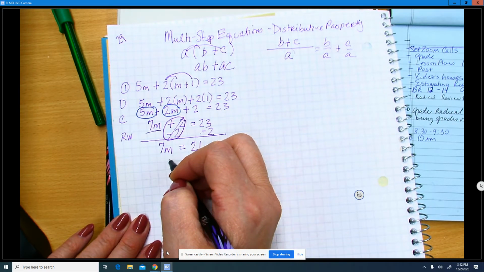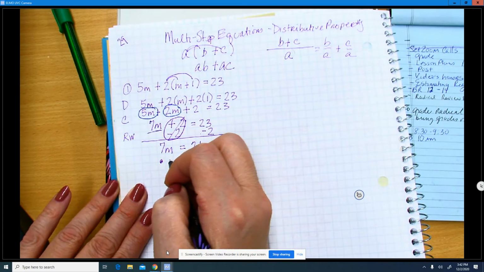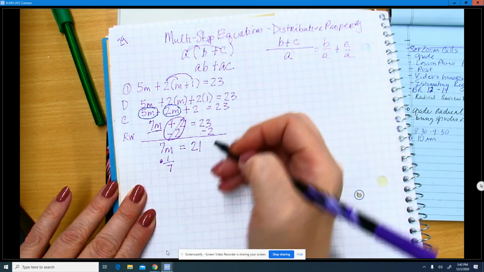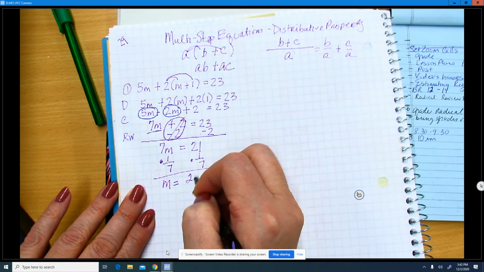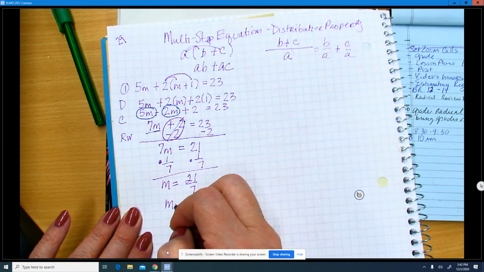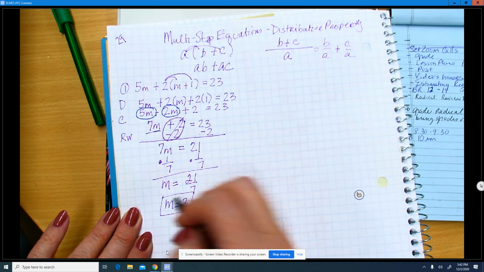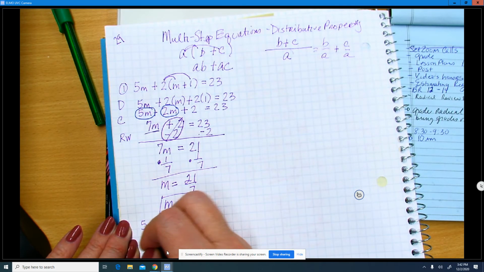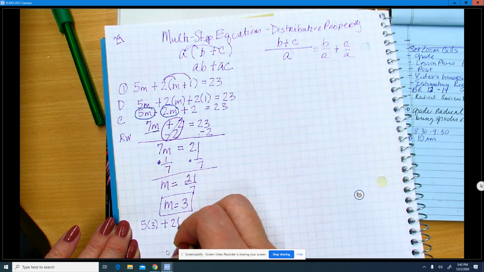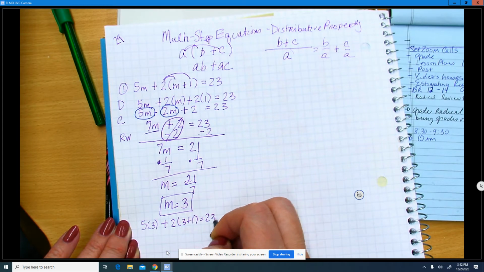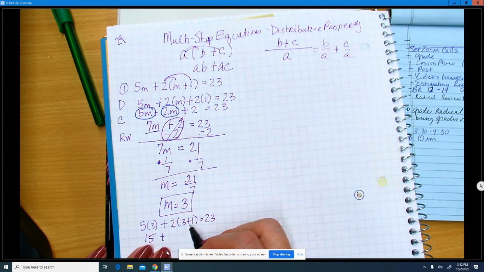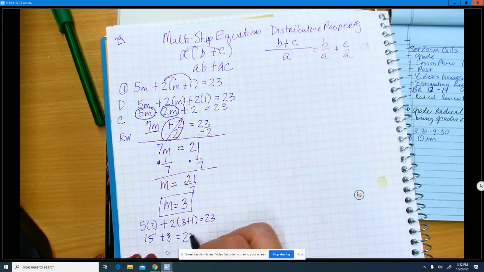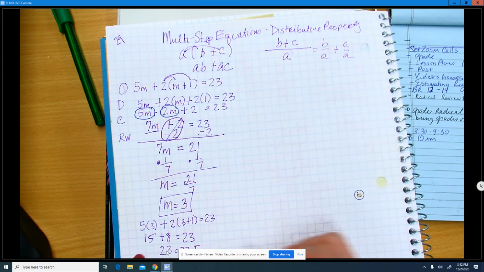7 and m are multiplying. I can use division, but I'm going to use its multiplicative inverse, which has the same meaning. So I'm going to multiply both sides by 1 over 7, giving me m equals 21 over 7, and that would simplify to be 3. If I check my work, 5 times 3 plus 2 times (3 plus 1) equals 23. So 5 times 3 is 15. Following the order of operations, 3 plus 1 is 4. 4 times 2 is 8. 15 plus 8, 23 equals 23. True story. I did it correctly.